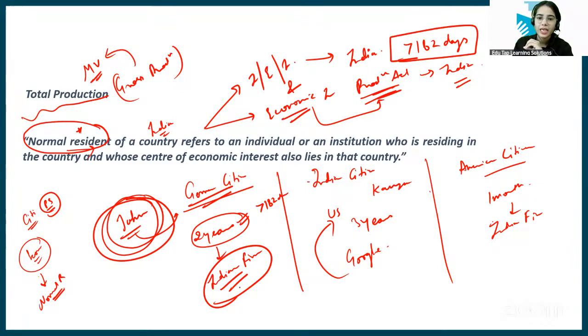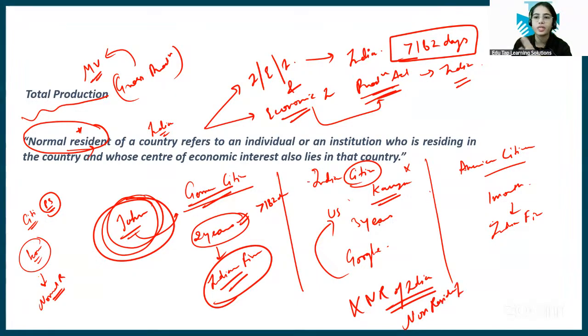Next, why is Kavya not a normal resident of India? She is an Indian citizen, but still she is not a normal resident of India because she is a non-resident. She is an NRI, non-resident Indian. She is not residing in India. She is not living in India for 3 years. That means she is not living in India right now, and she is not doing the production activity for India.